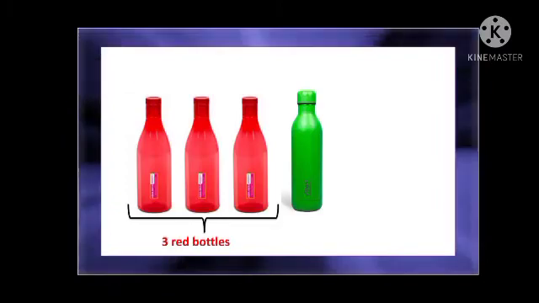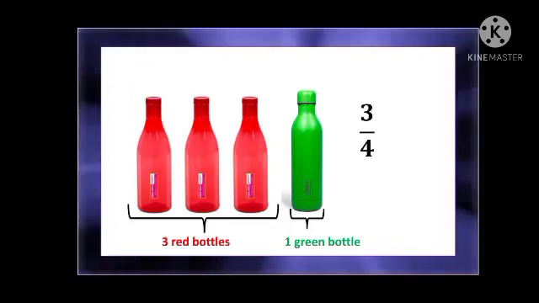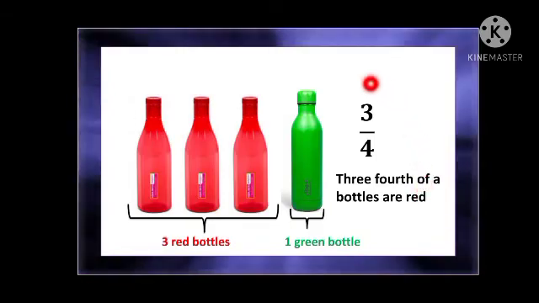For example, here 3 red bottles are given and 1 green bottle is given. How do you write this in fraction form? Yes, 3 by 4. It can be read as 3/4 of the bottles are red. 3 red bottles, 1 green bottle. So the total number of bottles here is 4.